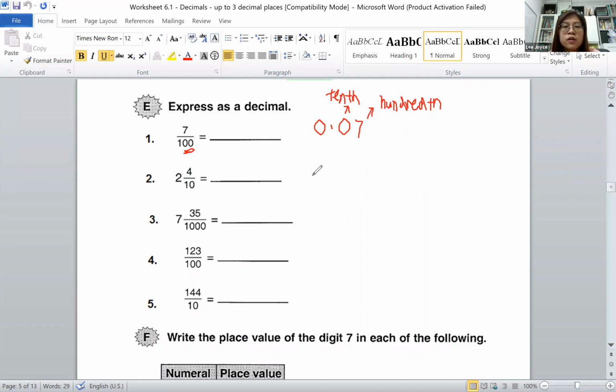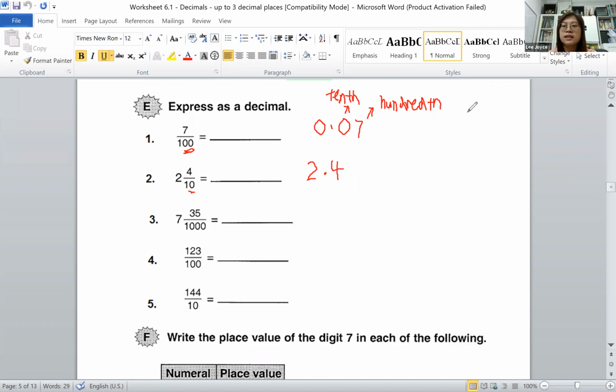So it's 2 whole 4 over 10. You see the 10 has only one zero. So that means I can only put one digit after the decimal point. Now this big number here, 2 whole, is referring to two ones. So you must put it in front of the decimal point. So it's 2.4. That's the answer. So it's 2.4.